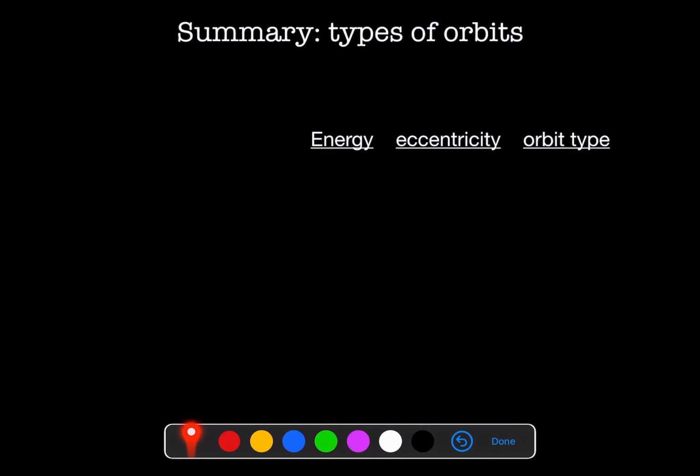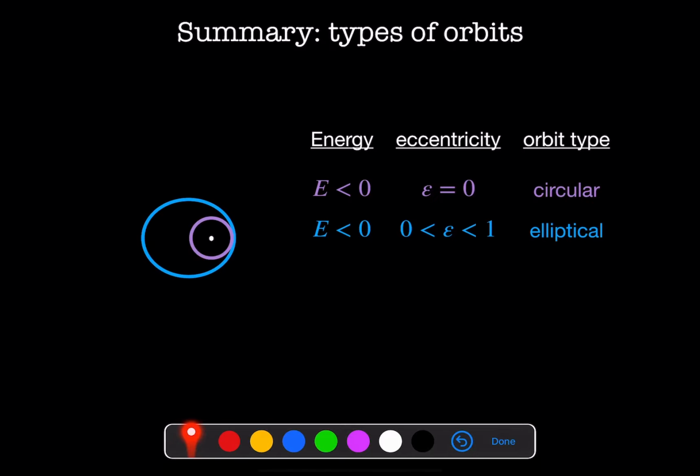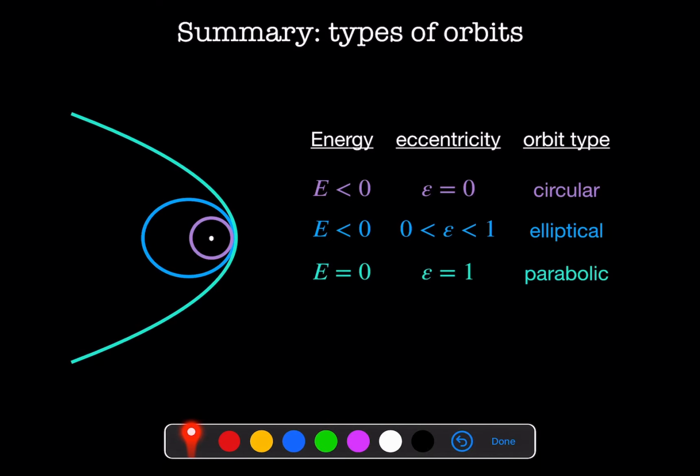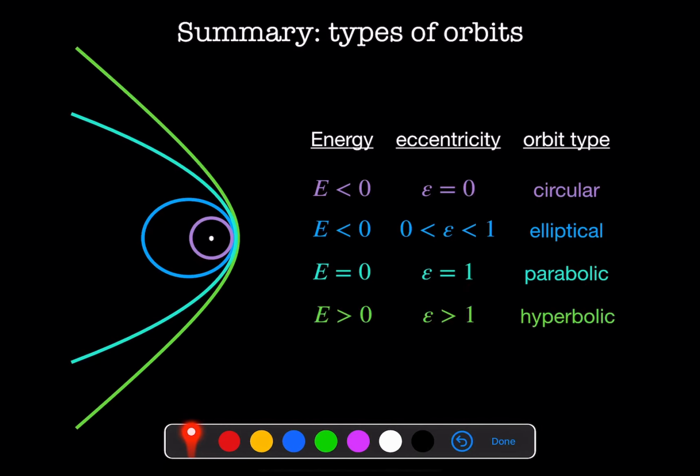So I'm going to summarize all of these results into this chart. When I have an orbit that has eccentricity 0, I have energy less than 0, and a purely circular orbit. When I have epsilon between 0 and 1, the total energy is less than 0, and I have an elliptical orbit. When energy is equal to 0, epsilon is equal to 1, and I end up with a parabolic orbit. And finally, when the energy is greater than 0, epsilon is greater than 1, and I have a hyperbolic orbit.